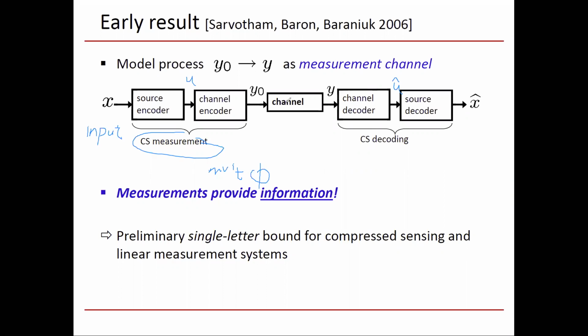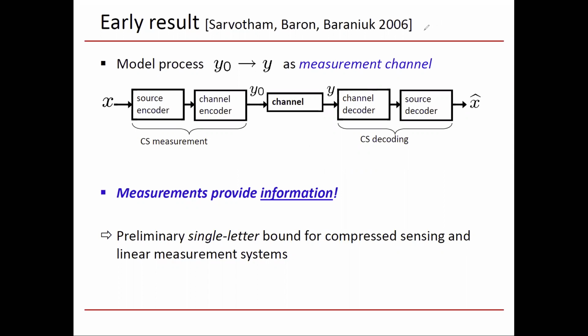And part of the analogy is that just like in a communication system, measurements through the channel provide information. Here in the compressed sensing system, measurements that go through this channel provide information. And this analogy to an information theoretic system, a communication system, led to a preliminary single letter bound for compressed sensing and indeed linear measurement systems. By linear measurement, I mean anything where we have matrix times vector plus noise. So it was a preliminary bound, not a precise result. So we knew that the quality of the compressed sensing reconstruction cannot be better than some expression.